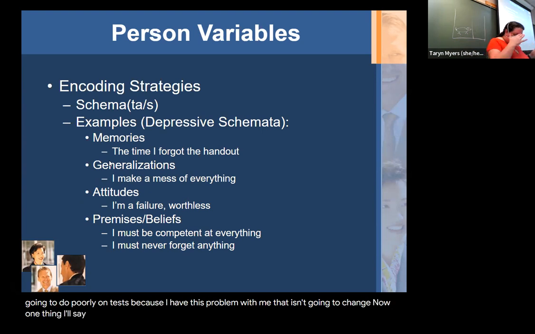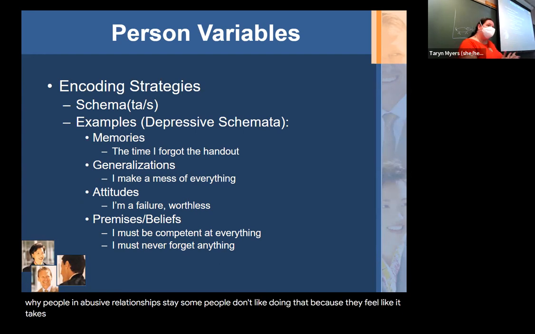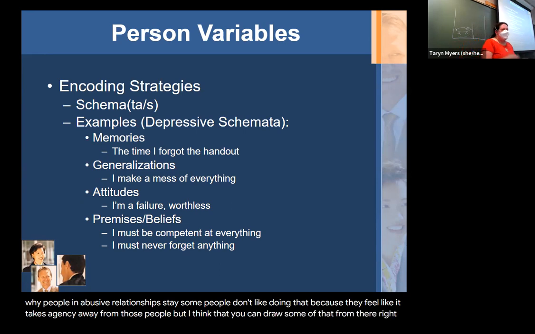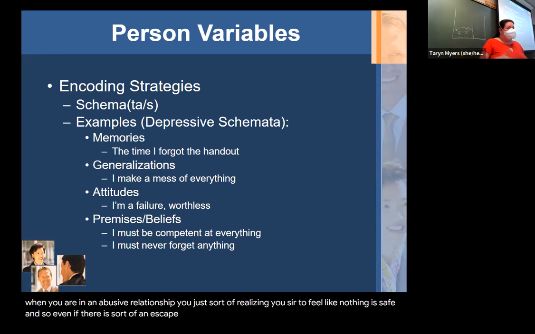Now, one thing I'll say really quickly is some people talk about learned helplessness as a way to explain why people in abusive relationships stay. Some people don't like doing that because they feel like it takes agency away from those people, but I think that we can draw some of that from there, right? When you are in an abusive relationship, you start to feel like nothing is safe. And so even if there is an escape route for you, you feel like it's a trap, things like that.